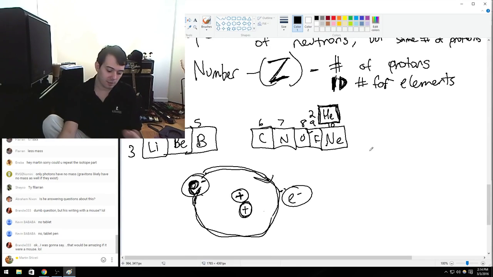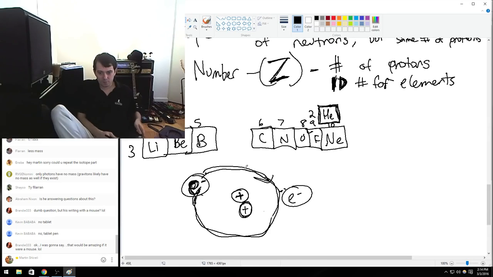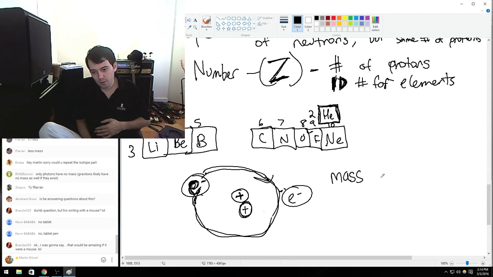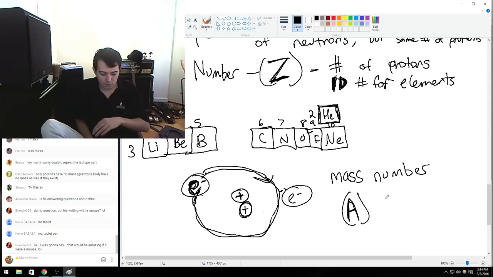So that's the atomic number. The atomic weight is interesting. It's the mass number, and you'll often see that. That's the weight of the atom, and we'll refer to that as A, the A number.